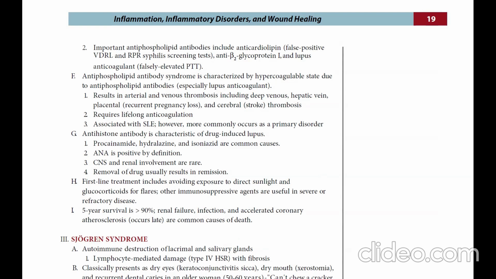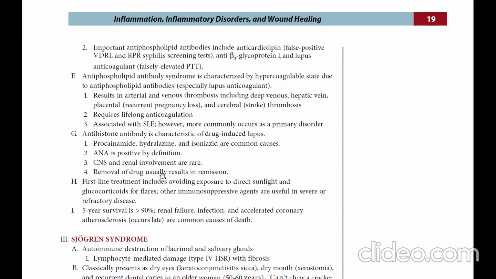Antihistone antibodies characterize drug-induced lupus. Procainamide, hydralazine, and isoniazid are common causes. Antinuclear antibodies are positive by definition. CNS and renal involvement are rare. Removal of the drug usually results in remission.